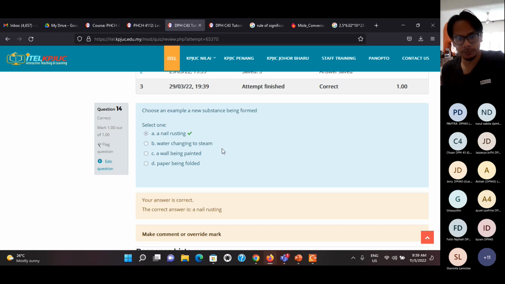Dinding yang dicat also sama. Dia masih lagi dinding tapi cuma dilapiskan dengan lapisan cat. Sama juga dengan paper, kertas yang dilipat, masih lagi kertas, cuma dia punya permukaan rupa fizikal dia sahaja yang berubah.